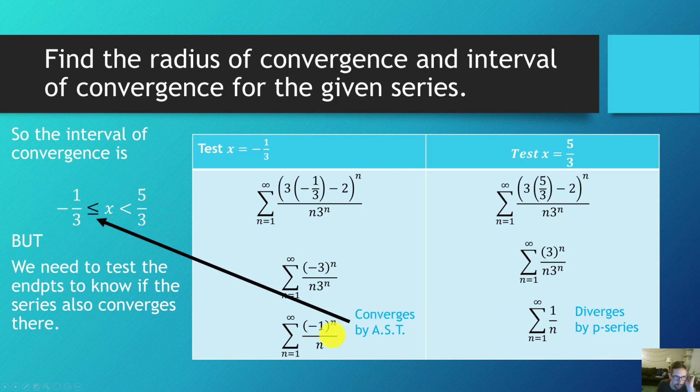But if it converges, we are going to change that inequality to less than or equal to, because it does converge at negative 1/3, so we need to include it in our set of x values that make the series converge.